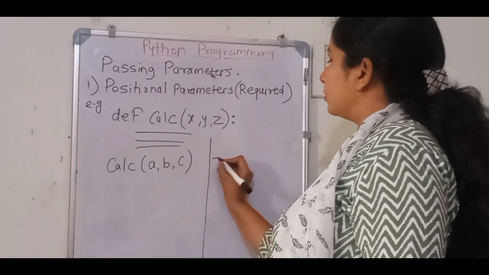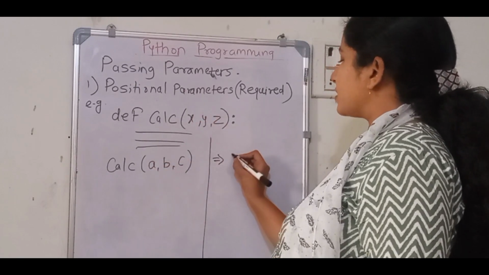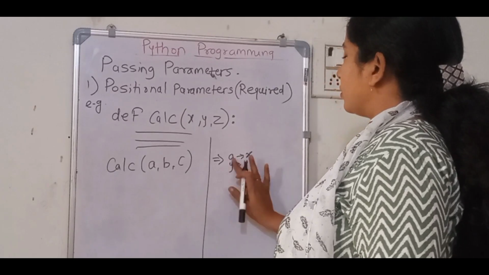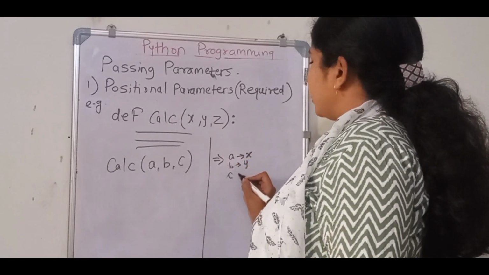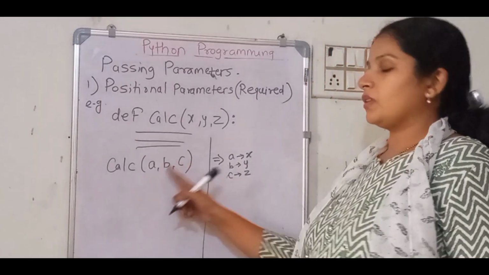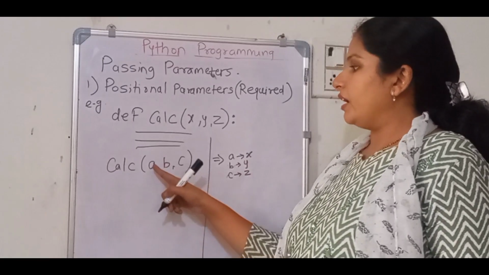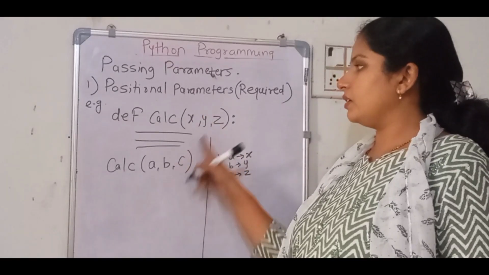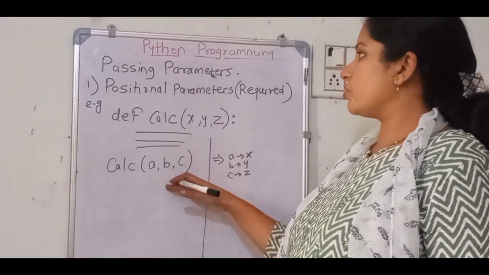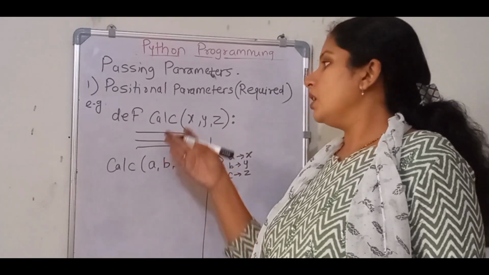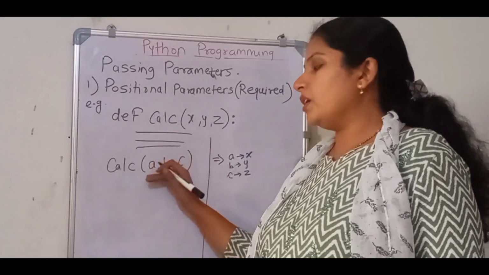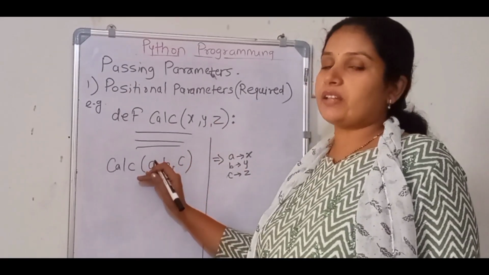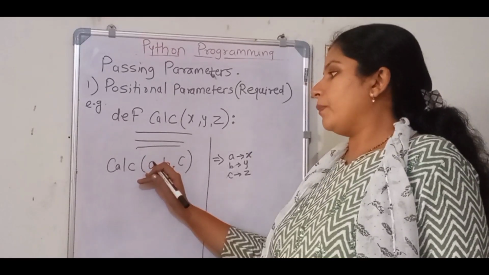So here your a value will be assigned to x, your b value will be assigned to y, and c will be assigned to z. Okay, position, right? A to x, first is a to x, second b to y, and c to z. So these are the positional parameters, also called as required, because if you are not giving any other value, you must write down this value according to the position. That's why it is called as required arguments or required parameters.